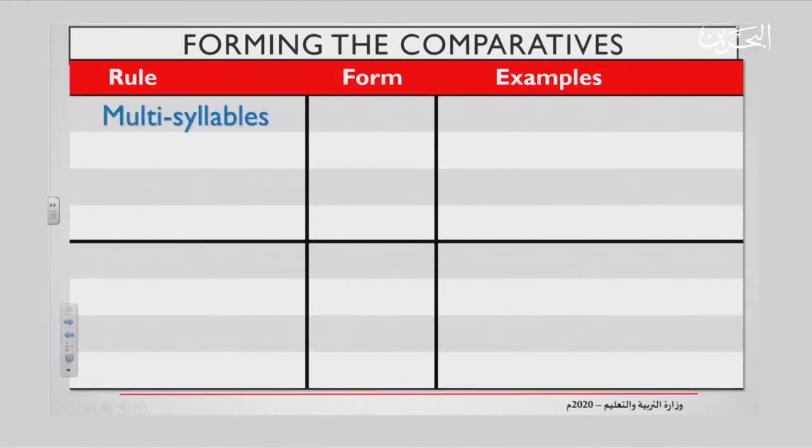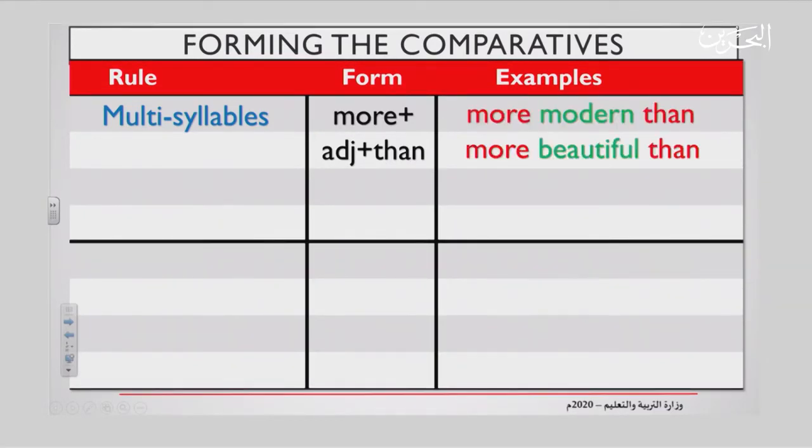And then, a fourth rule, multi-syllables. You write more plus adjective plus than. Let's take a look. You have more modern than. Modern is a multi-syllable. It is actually, in fact, a two-syllable adjective. More modern than. You have more beautiful than. Beautiful is a three-syllable adjective.